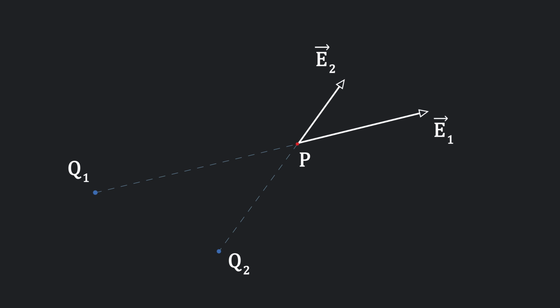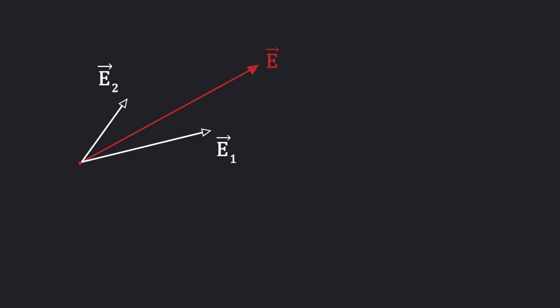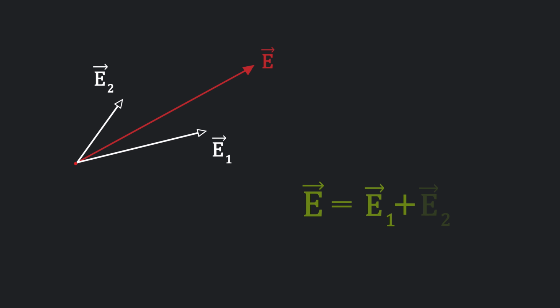Imagine if only charge Q1 was present. It would create its own electric field. Let's call it E1. Similarly, if only charge Q2 was present, it would generate its own electric field E2. But when both charges are present simultaneously, the total electric field at point P, let's call it E, is obtained by summing up E1 and E2. That is, E equals E1 plus E2.